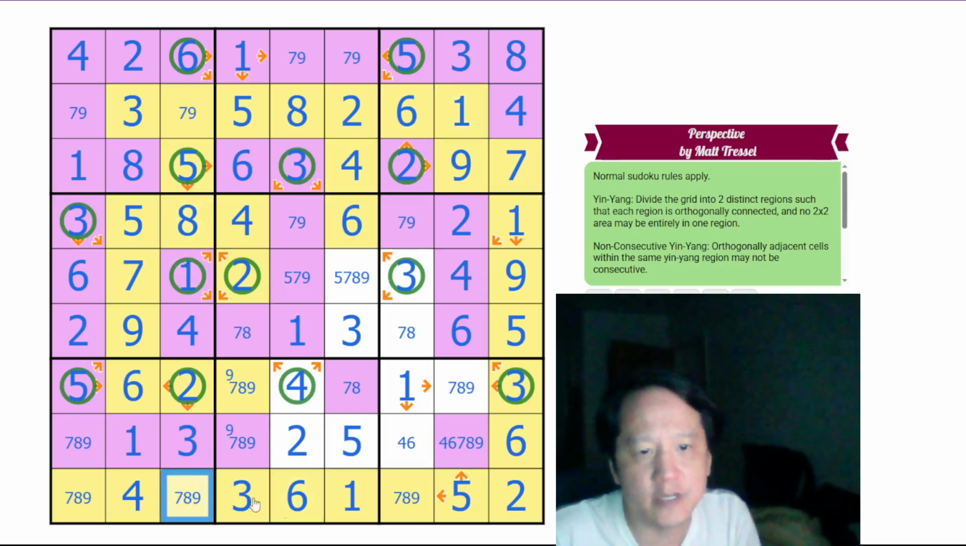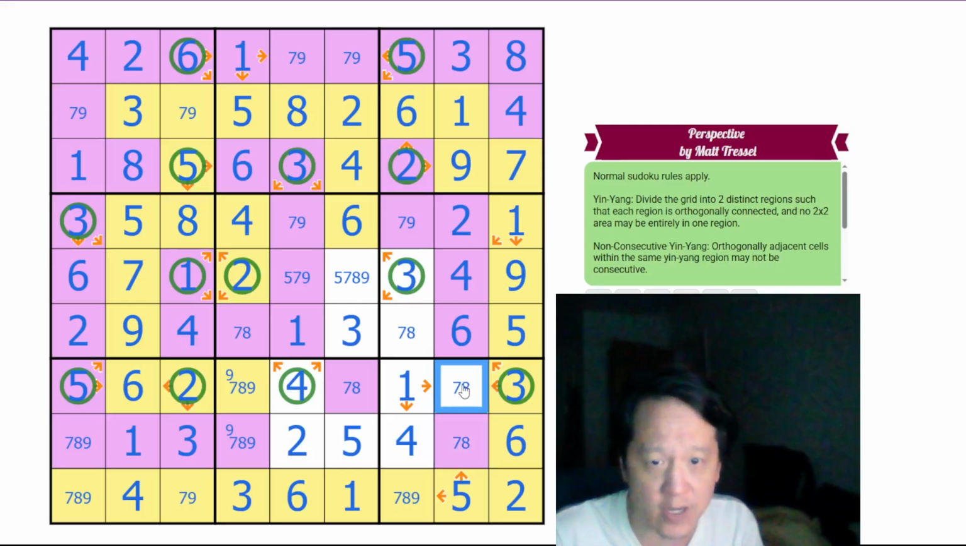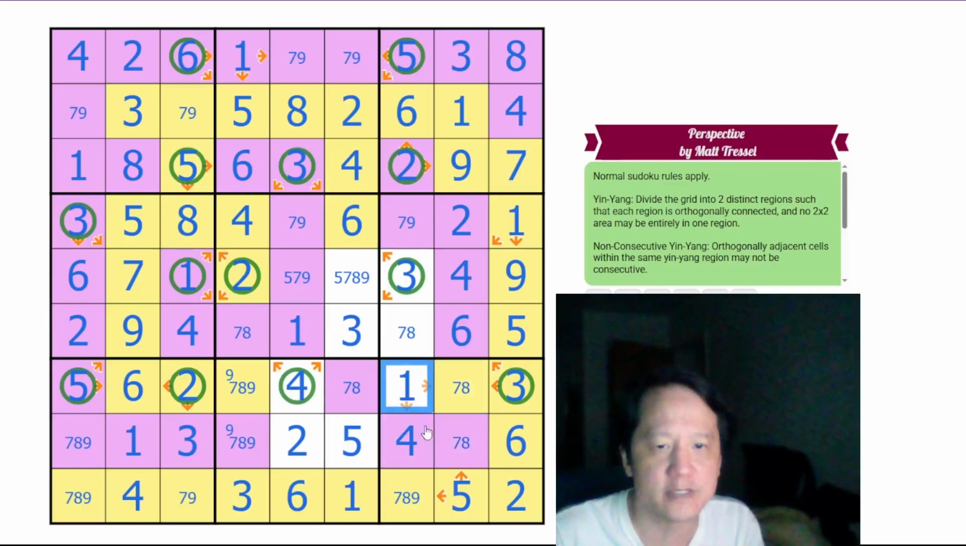8 eliminates 8 here. Eliminates 8 here. 6 eliminates 6 here, so this is 4. And this can't be 4 or 6, it's 7, 8, or 9. No 9 here. These are consecutive as 7, 8. Therefore, this cannot be pink. This has to be yellow. And this is pink. Pink has to orthogonally connect out. So that satisfies that 1.